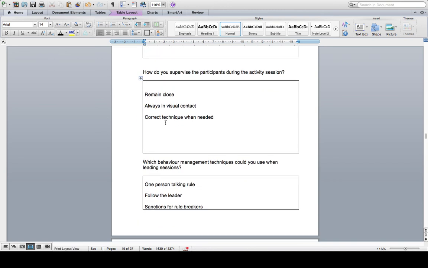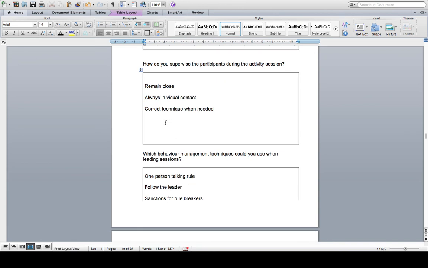You've got, how do you supervise the participants during the activity? Now this all depends on, firstly, the ability level, secondly, the age, and thirdly, it could be the vulnerability. Is the group disabled, or do they have learning issues? But you need to remain close to whoever you're coaching. You can't be walking around on your phone, not facing them. You need to remain close and supervise them carefully.